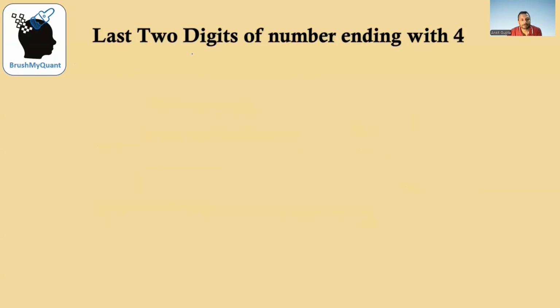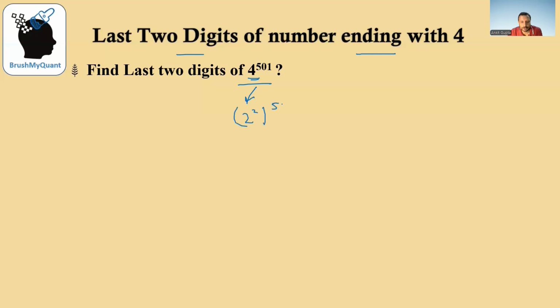Now let's see how we can find the last two digits of numbers ending with 4. So find the last two digits of 4 raised to 501. So we'll use a similar concept here, where we'll try to convert 4 into 2. So we can write this as 2 squared raised to 501. And this becomes 2 raised to 2 into 501, which is 2 raised to 1002.